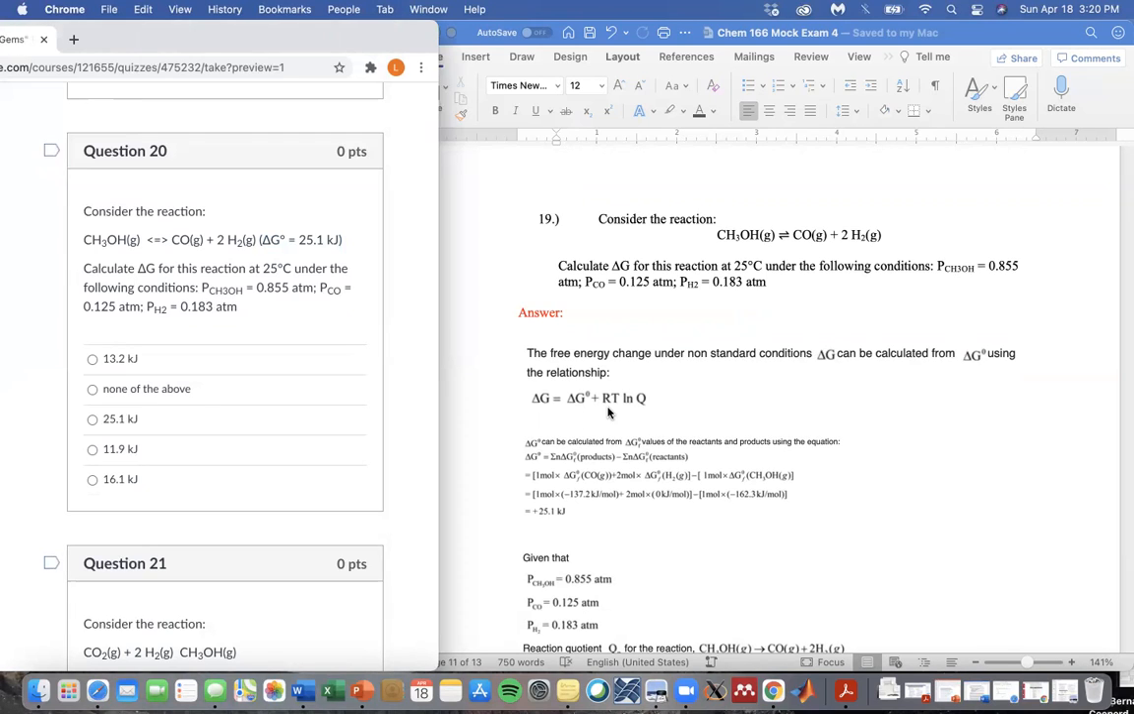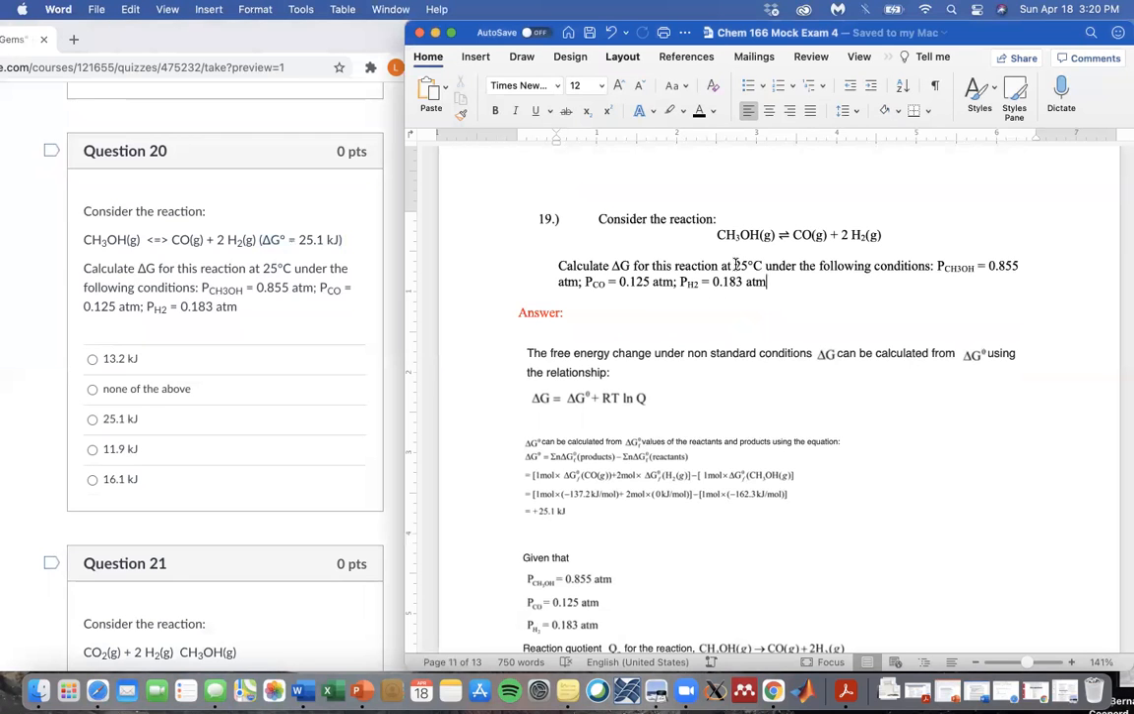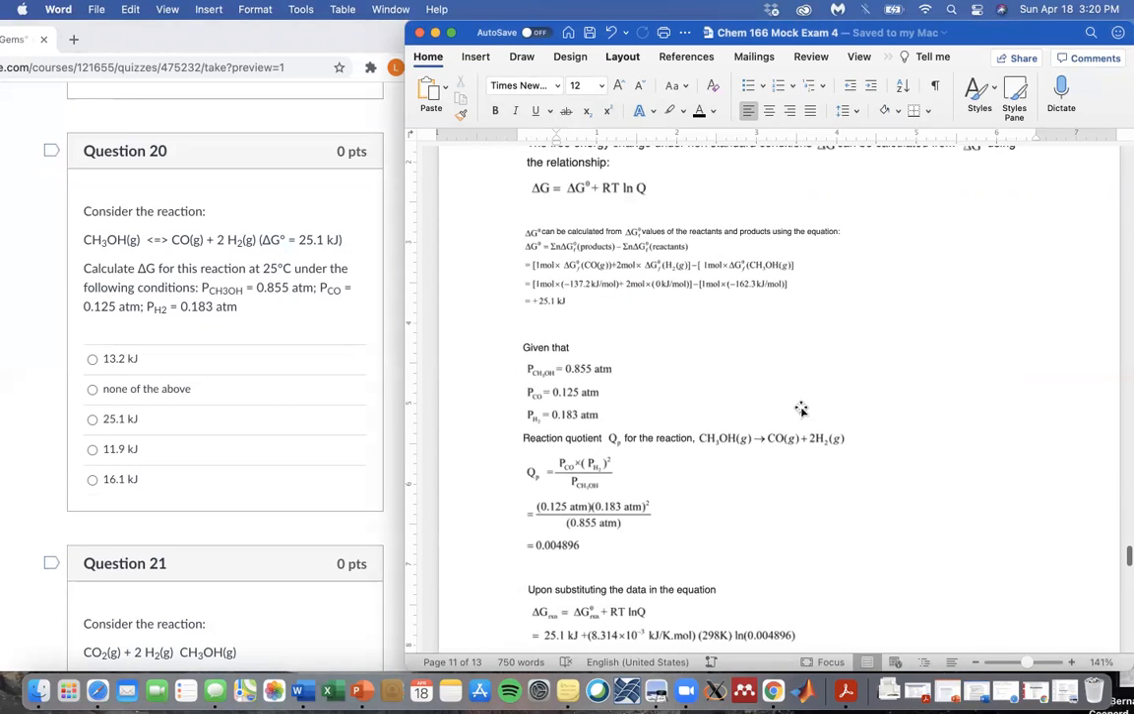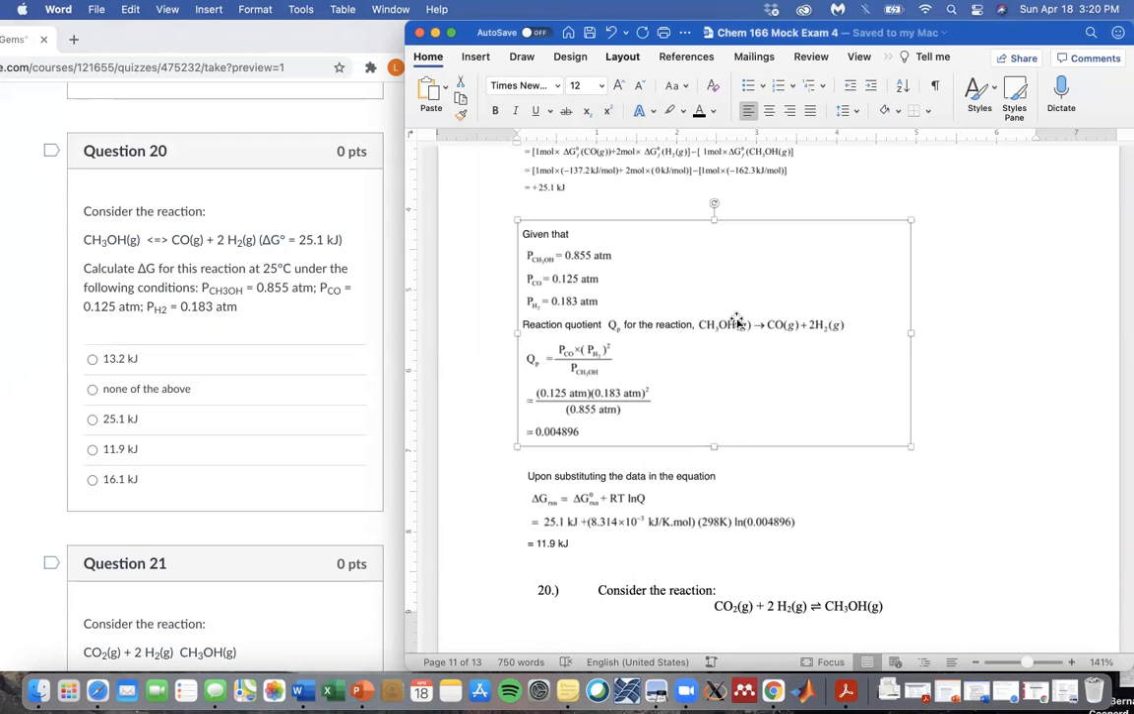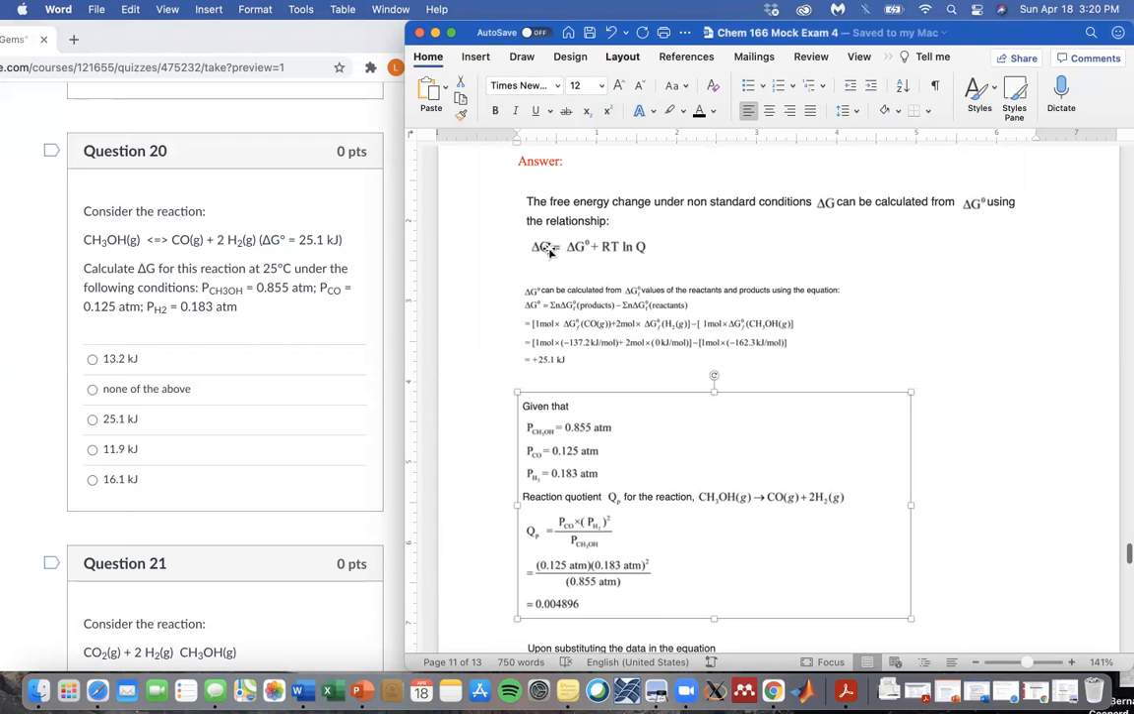And you're given your temperature in degrees Celsius, so you have to convert it into Kelvin, and it's that 298 Kelvin temperature that you guys see very often. But the real thing you have to calculate here is that you're given 3 different pressures. So you need to calculate a Q value in order to plug into this equation to solve for your delta G.